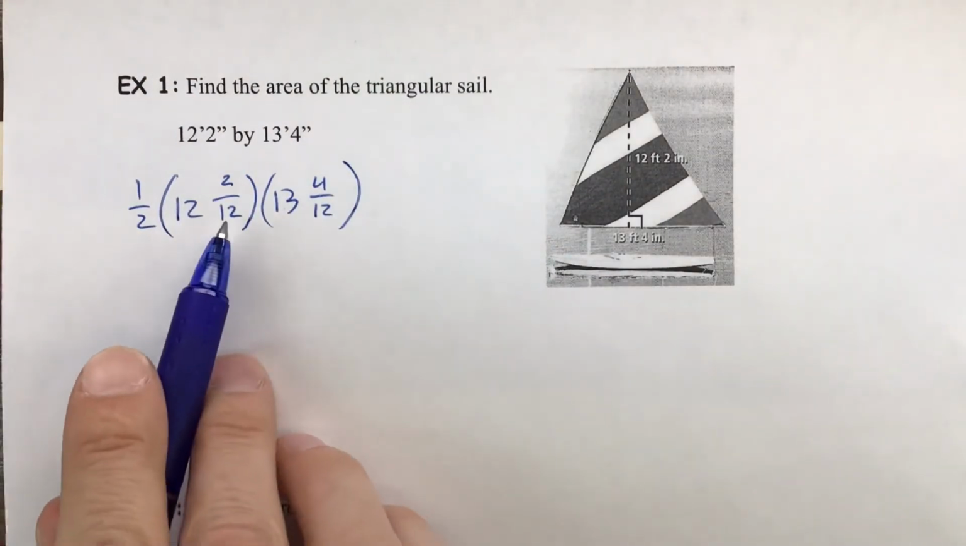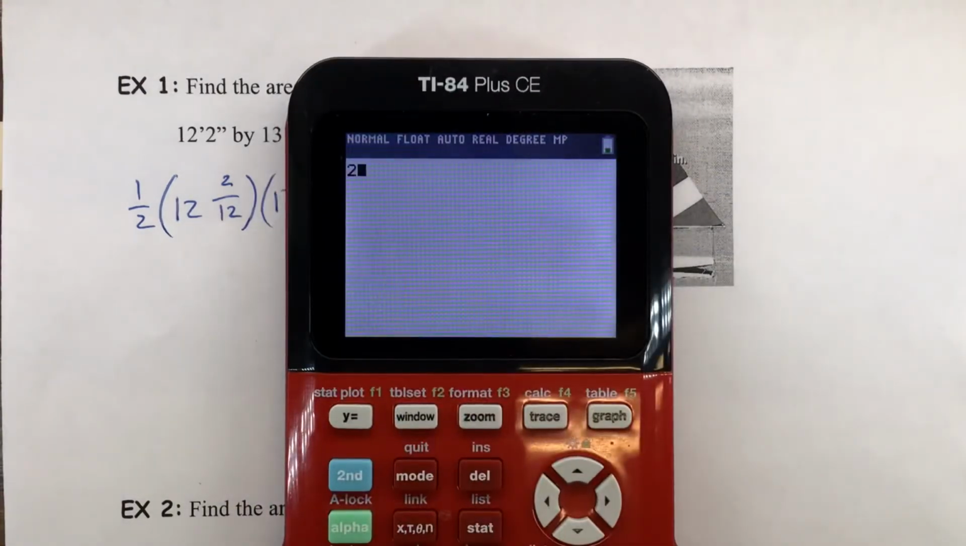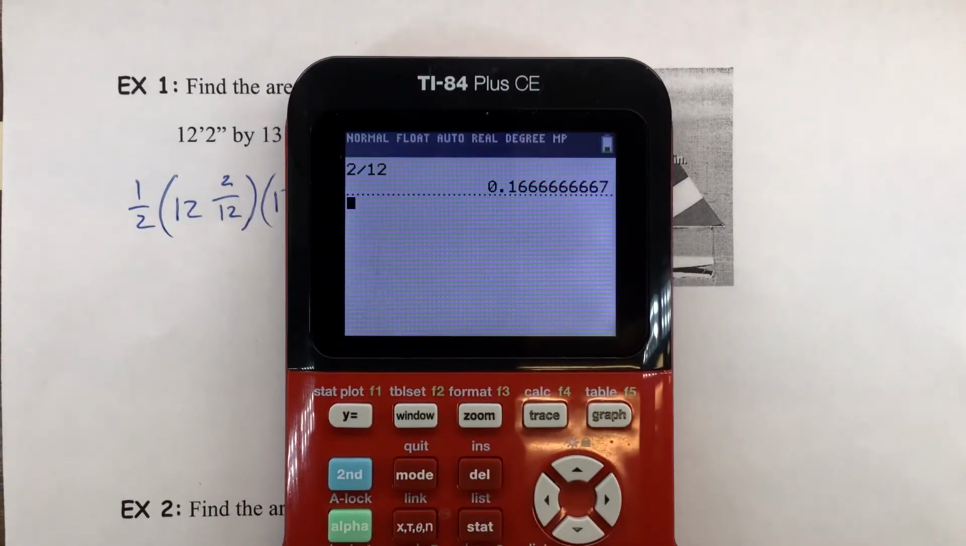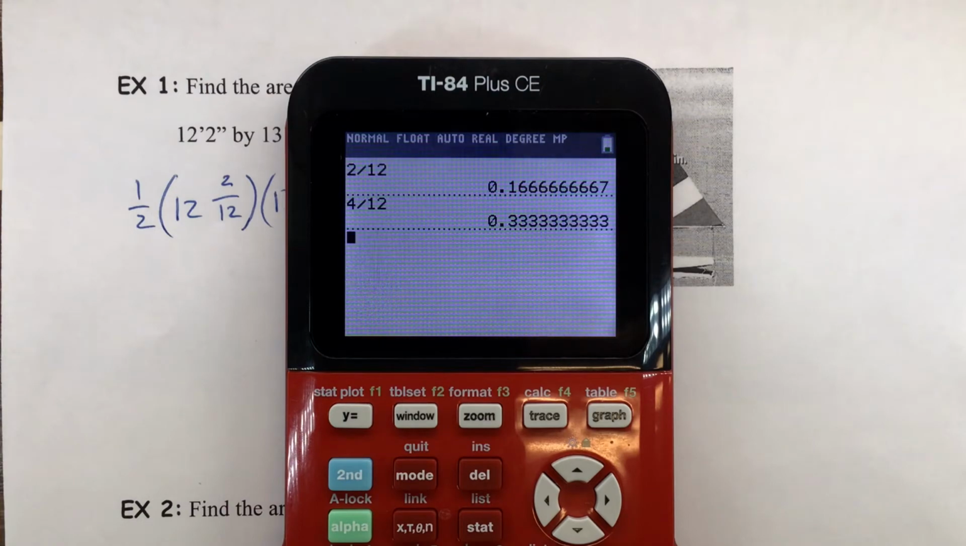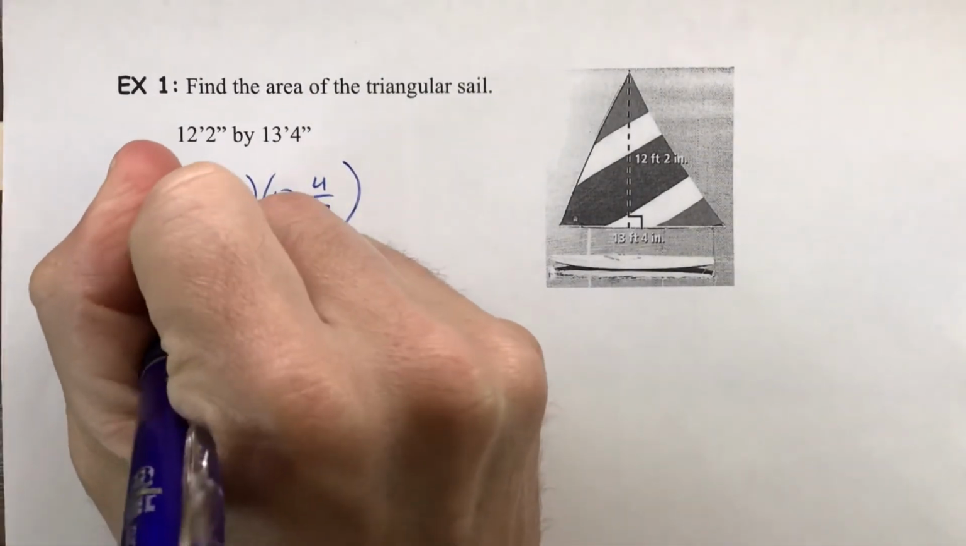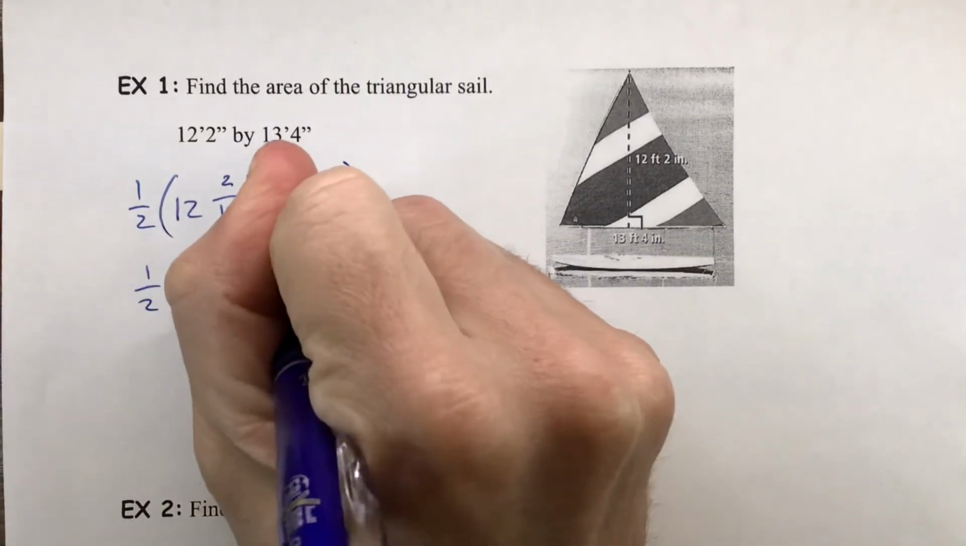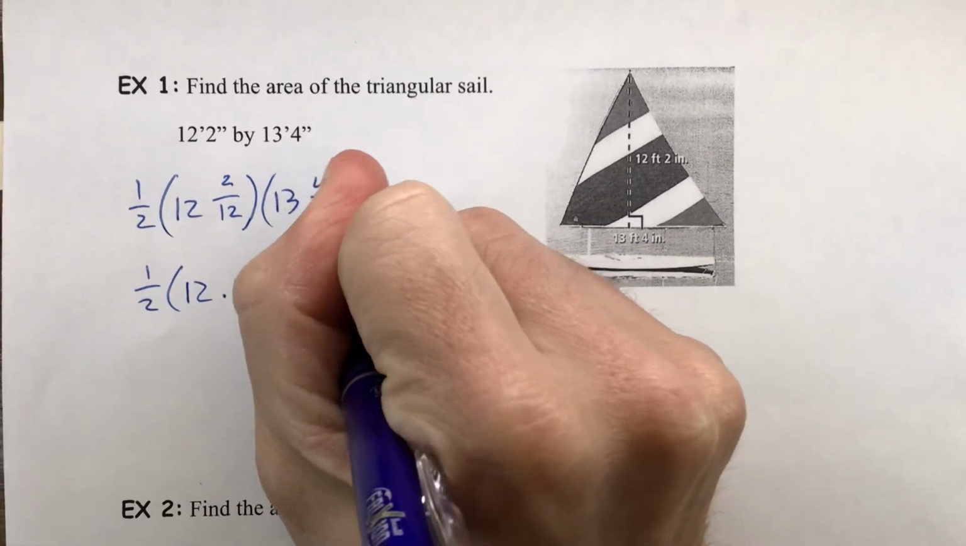So I'm going to begin by looking at the fractions that I got here. And unfortunately, 2 out of 12 is not a nice number. Okay, and 4 out of 12 is also not really a nice number. However, to get pretty close to the right answer, what I could do is take those decimals and just round them off. And that's what I'm going to do for my first approach. Okay, so I'm going to have 1/2 times 12.17 times 13.33.